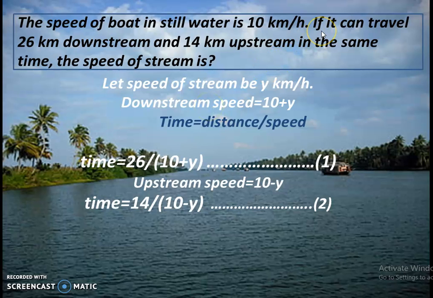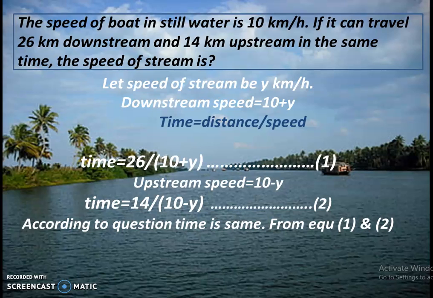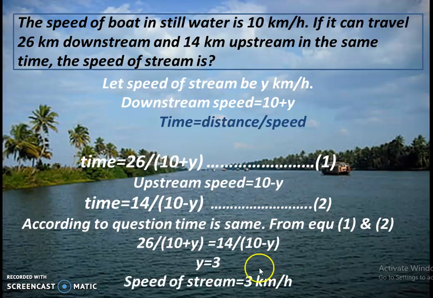Now according to the question, it is given that it can travel 26 km downstream and 14 km upstream in the same time. That means the time we got from equation 1 and the time we got from equation 2 both are the same. So equating both times, we can calculate the value of y. So after calculation, the value of y is 3. That means the speed of stream is 3 km per hour, right?